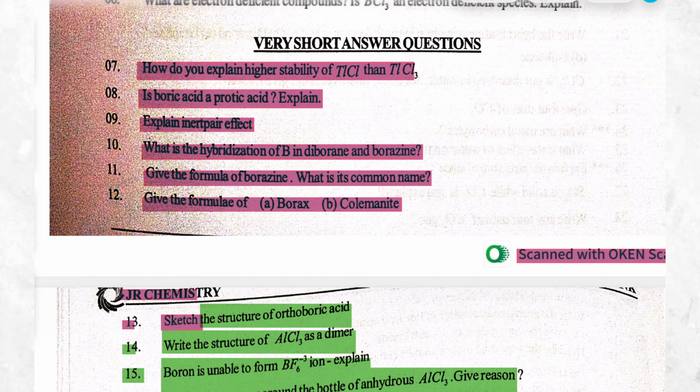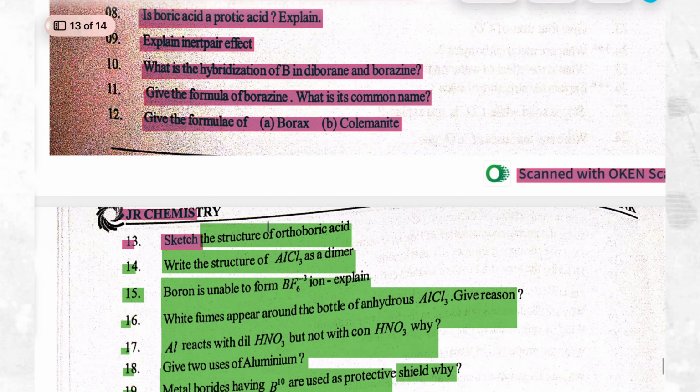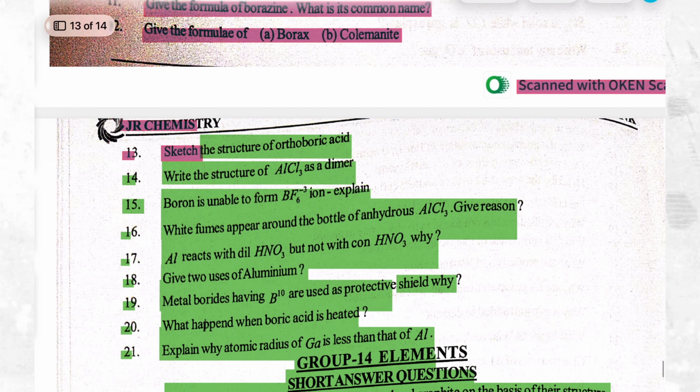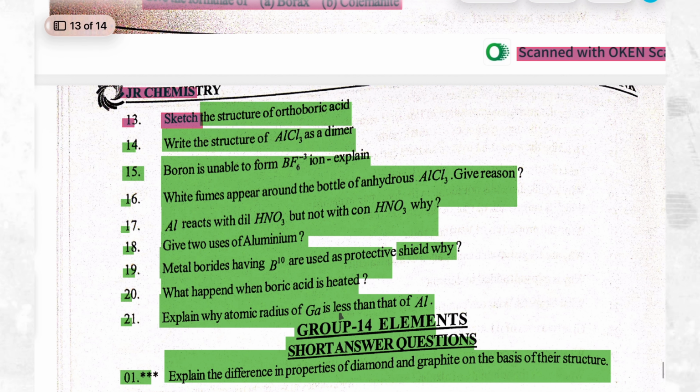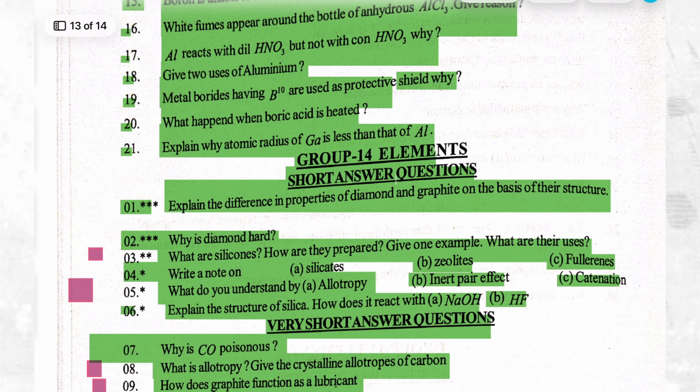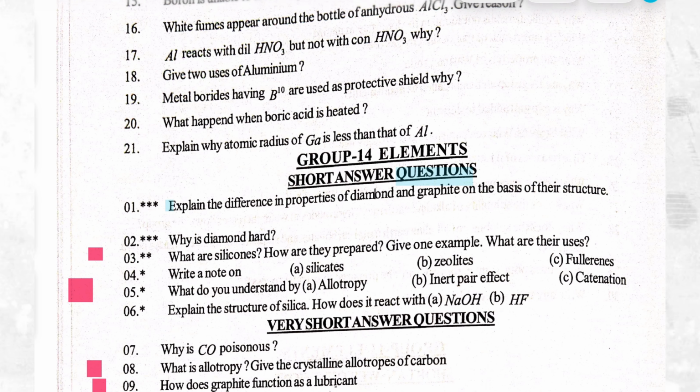Hybridization of boron in diborane and borazine, this is also very important. What is the formula of borazine? So the 12th one is also important. Borax and colamine formulas they are asking. Clear? One more in this, the 17th one is important and the 19th one also important. The 20th is also important, right? Like this, that is about our 13 group elements.